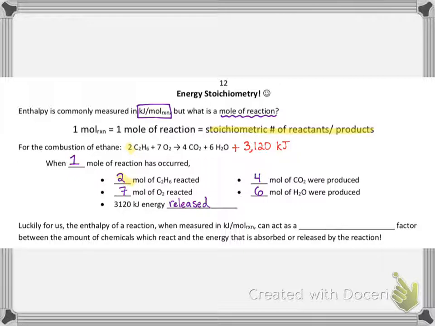Conveniently enough, we can also use the enthalpy of a reaction. Since it's being measured in kilojoules per mole of reaction, we can use it as a conversion factor between the amount of chemicals that react and the energy that is absorbed or released. And this leads us to energy stoichiometry. It's still stoichiometry, but we're adding in one extra step. So let's go ahead and take a look at a couple of examples.